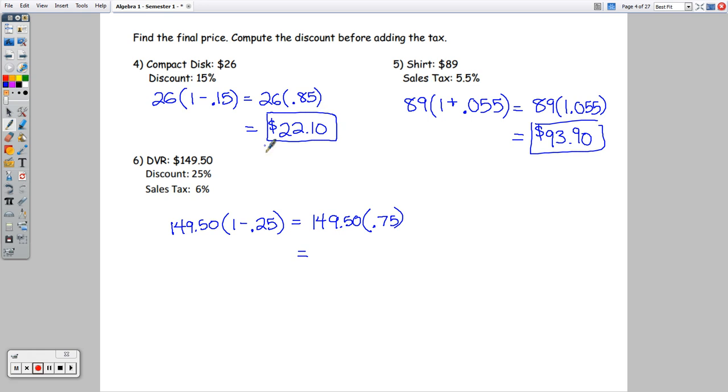That's going to be rounded off to $112.13. This is the discounted price.